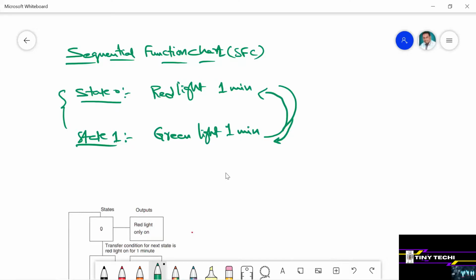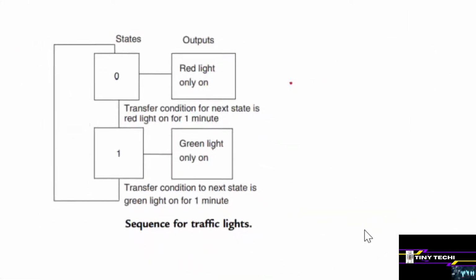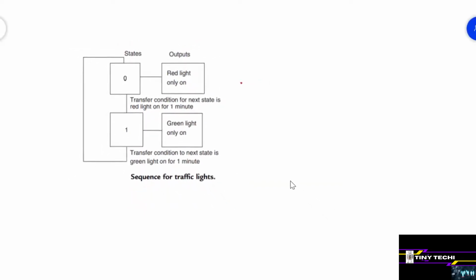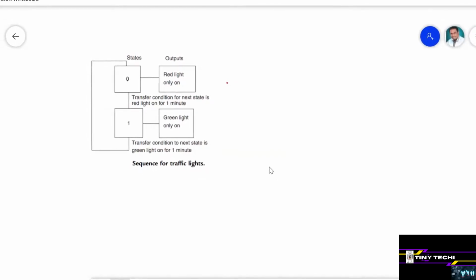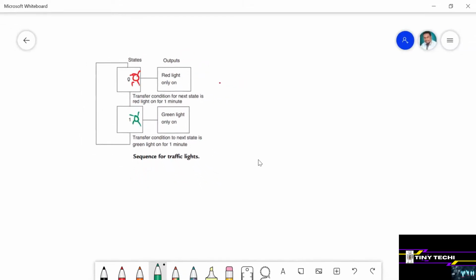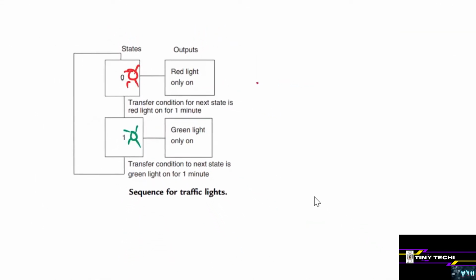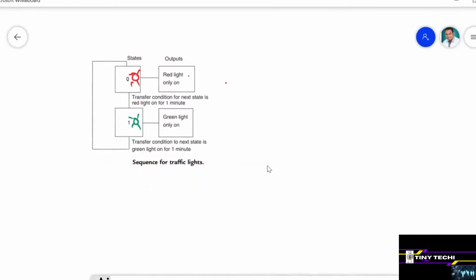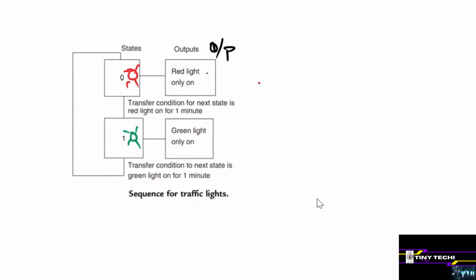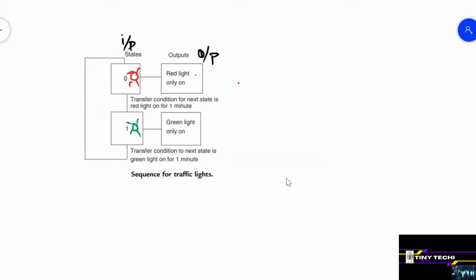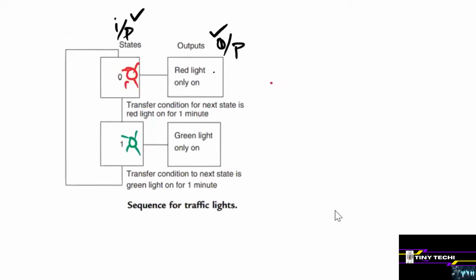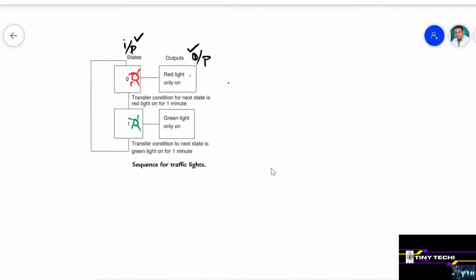Now we can take an example here. In this diagram you can observe, as we discussed now, that there are two states. It has a 0th state, in which the red light will be on, and another state in which the green light will be on. The red light will be on for 1 minute. Here the red light is the output. The state is nothing but the inputs. In state 0, the red light will be on for 1 minute. Coming to state 1, the green light will be on for 1 minute.